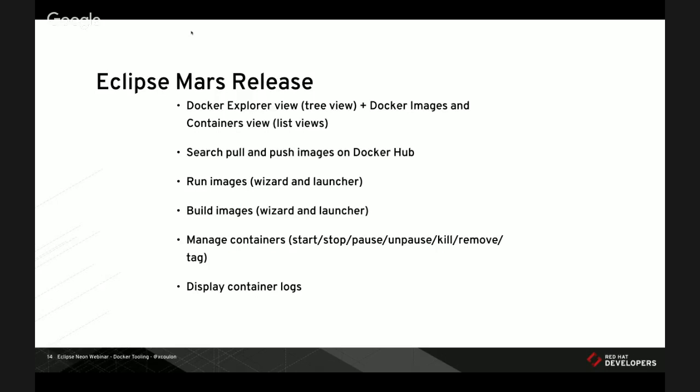So for those who didn't have the chance to use Docker in the past, Docker tooling was already available in the March release. And in the March release, we already had the following list of features. So we had a Docker Explorer view, which is a tree view, and also two other views called Docker images and Docker containers, which are list views. We had some features like searching, pulling, and pushing images on or from Docker Hub. You have a wizard to run images, and as I will show you later, when you run an image from this wizard, we create a launch configuration, which means that you can rerun the wizard with all settings that you've passed saved and available for further run.